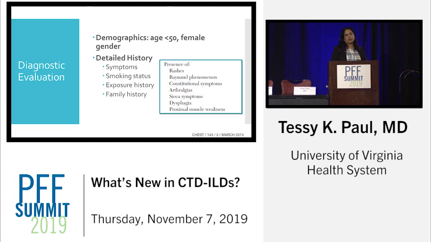So when you assess a patient with ILD, it's important that you consider CTD-ILD, especially in cases when you have young women under 50, and then it's important to do a detailed history with regards to symptoms, smoking status, exposure history, and family history. And there are some clues within the history that should suggest that there is an underlying connective tissue disease, whether it's rashes, Raynaud's, constitutional symptoms, arthralgia, sicca symptoms, dysphagia, and proximal muscle weakness.